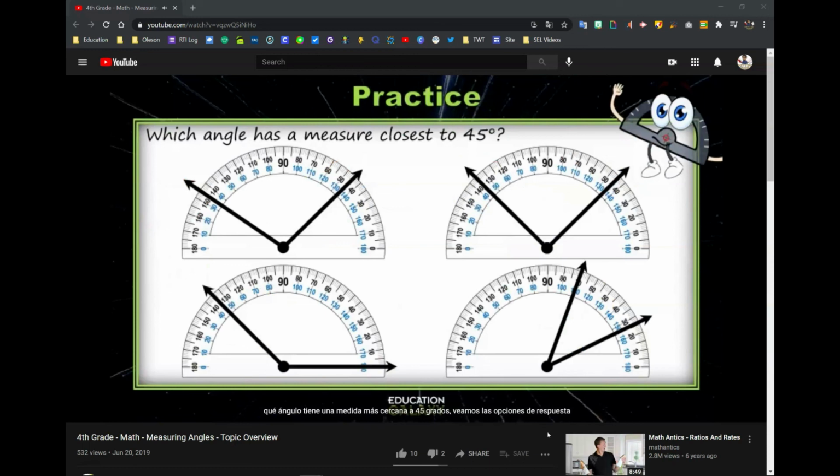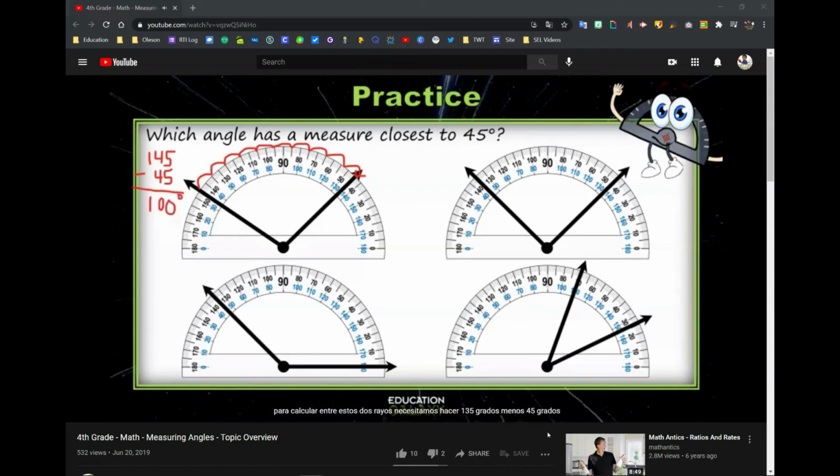Let's try another. Which angle has a measure closest to 45 degrees? Let's look at the answer choices. Many of these answer choices don't have the protractor lined up correctly, so we'll have to make some calculations. We'll use the outside scale to measure. For the first answer choice, we want to measure how many degrees are between the two rays. The two rays are at 145 degrees and 45 degrees, so to calculate, we would do 145 minus 45. That gives us 100 degrees.